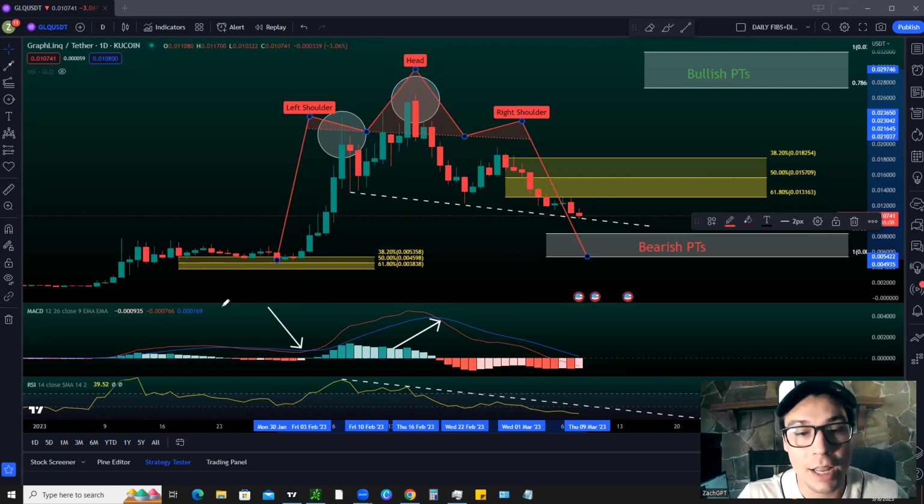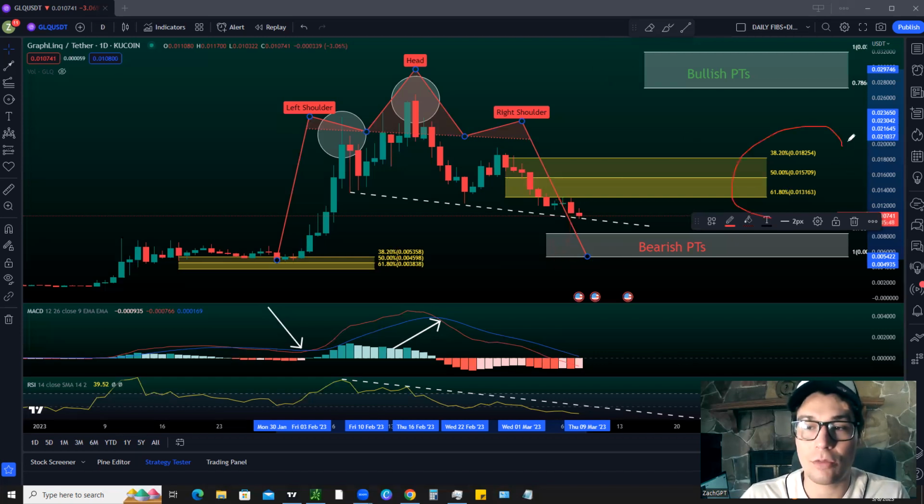We're going to jump straight into it and start off here by taking a look at the chart pattern we have currently, the head and shoulders pattern. We put in a left shoulder, a head, and a right shoulder. And if we break this trend line right here, most likely we're going to come down and hit these bearish price targets on Graphlinq, ticker symbol GLQ.